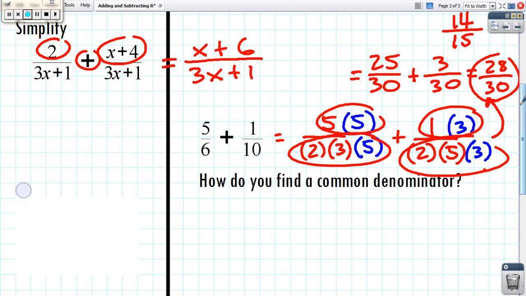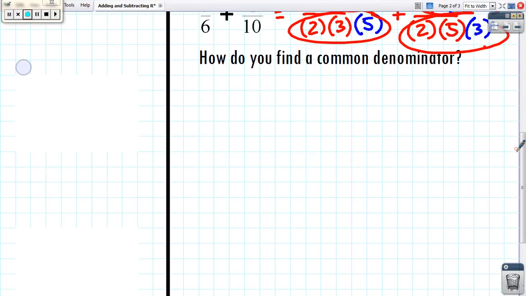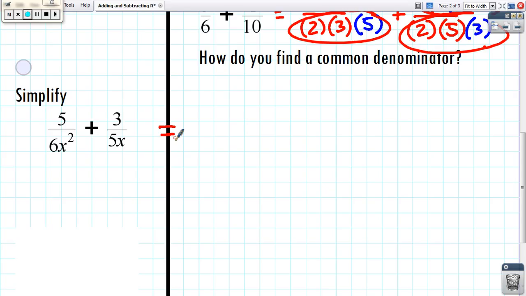Okay, so take that same thinking and just apply it to rational expressions. Here's a rational expression where the denominators do not match. They kind of match a little bit with the x's, but for the most part they don't. Well, again, think of it in terms of factors. What factors make up these denominators?